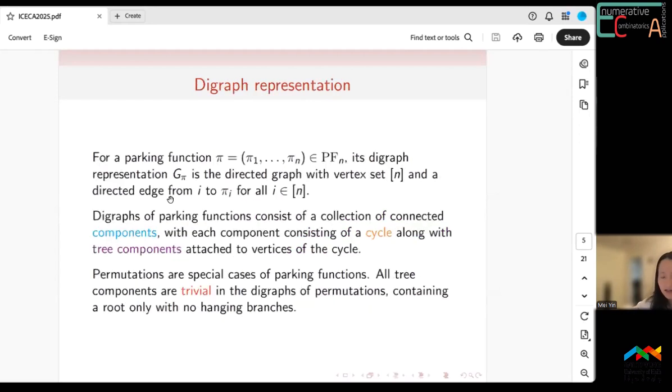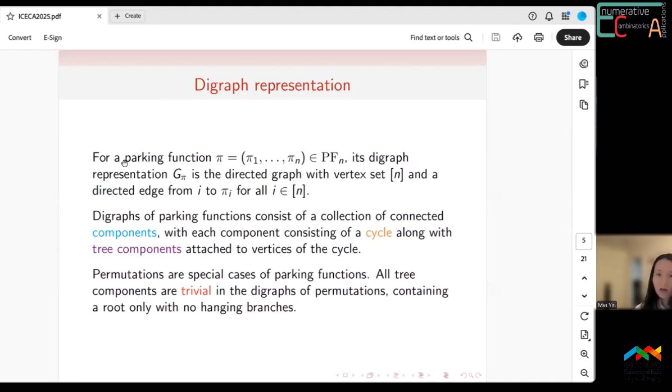So let's see. There are many directions you can investigate when it comes to parking functions. For this talk, we are going to concentrate on one particular direction, which is about the fixed points and cycles in the digraph representation of parking functions. So what is a digraph representation? It is defined similarly as in the digraph representation of many other objects like permutations or, in general, mappings. We draw a directed graph, where the directed edge is from i to pi(i) for every i.